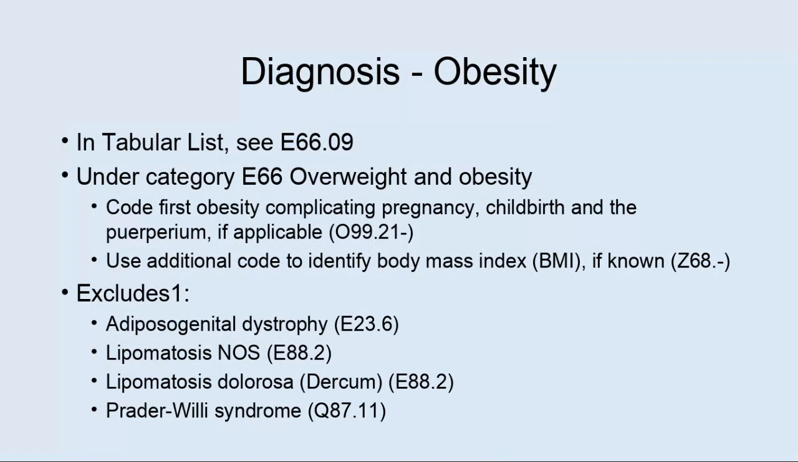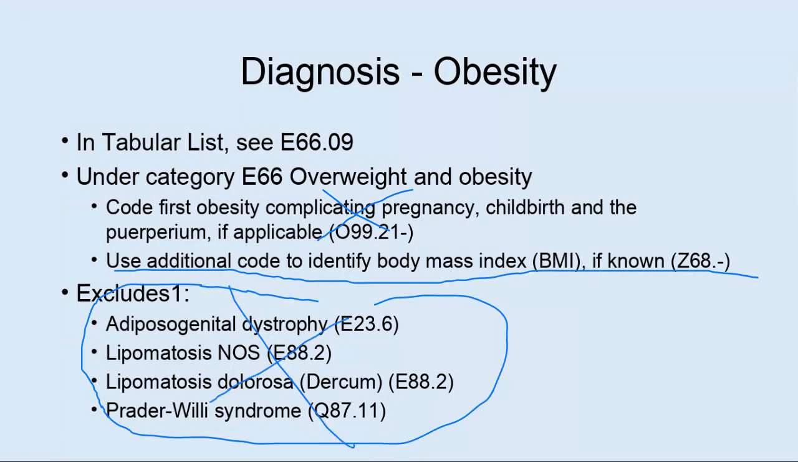So what kind of notes do we have? Well, under category E66, overweight and obesity, it says code first obesity complicating pregnancy. Well, again, this is a male patient, so that's not an issue. But there's also this note, use the BMI if known. Well, we do have BMI that was documented by the nurse. And there's Excludes1, but none of those are documented, so that doesn't apply. But it's still a really good idea to look around because you just never know. It may give you some really important information.